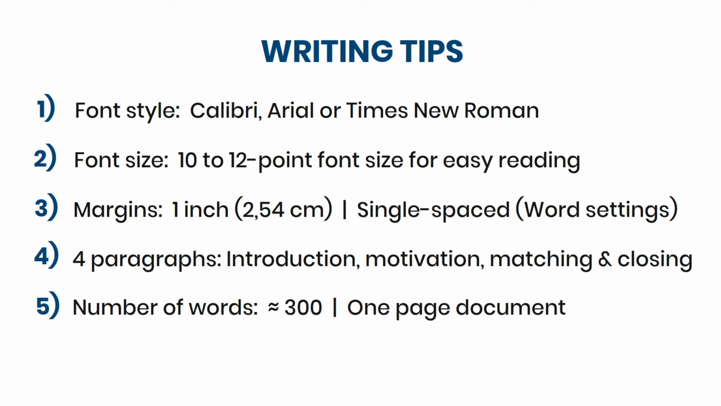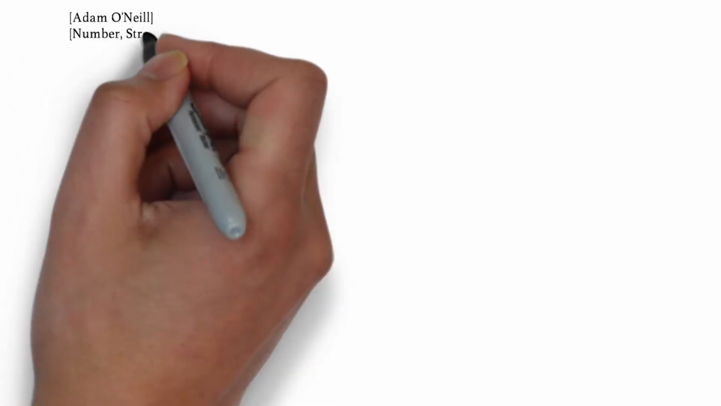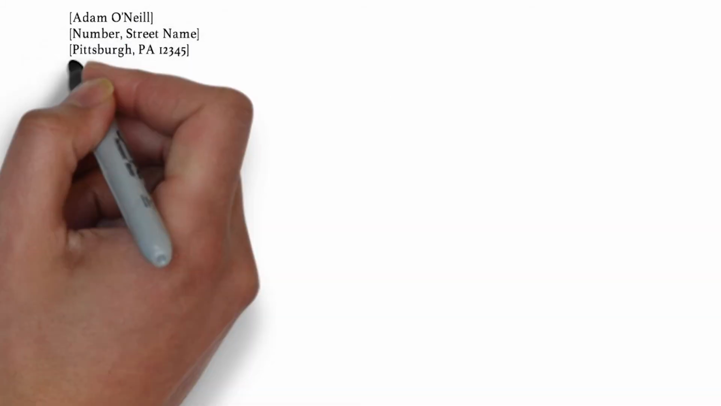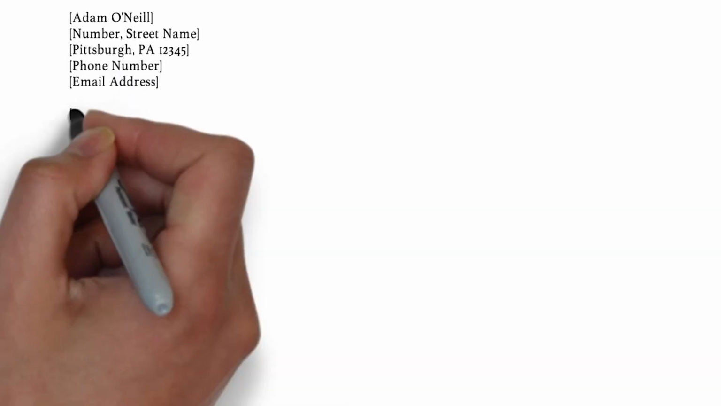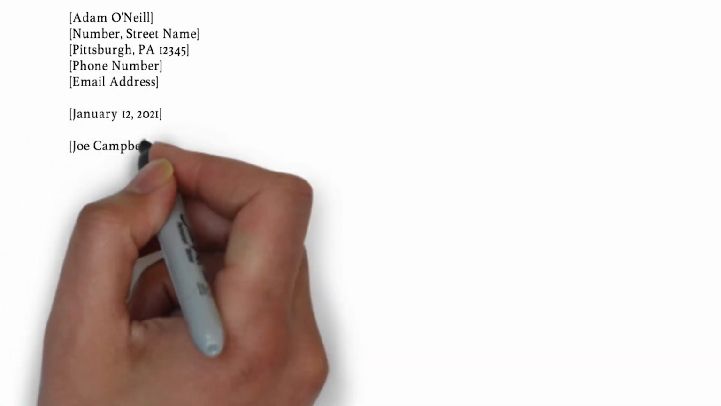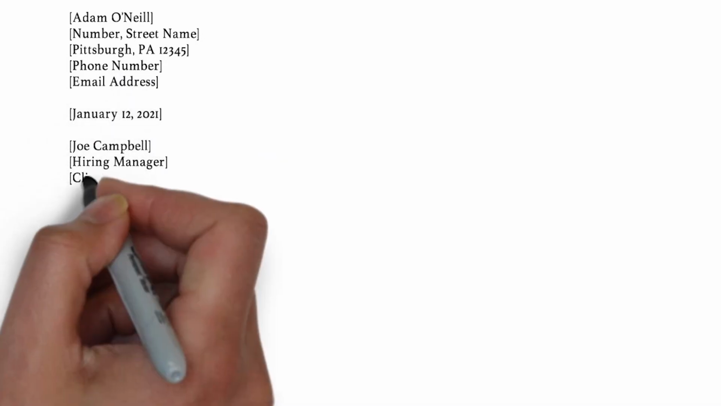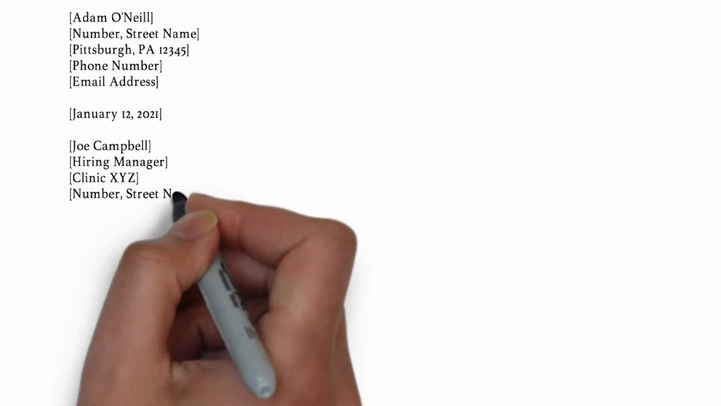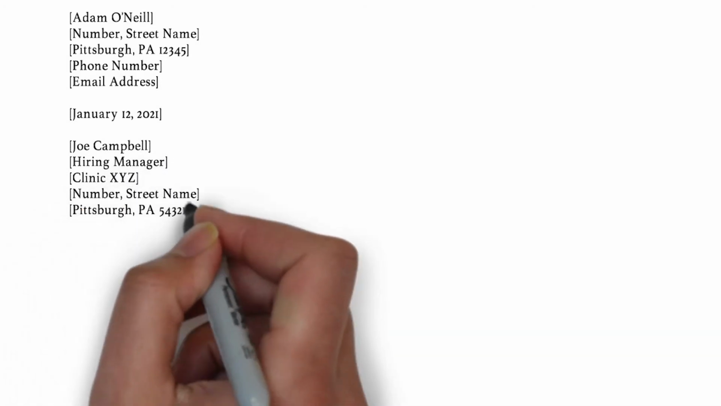Next up, I want to start writing the example letter. First, you need to list your contact information on the left side. In between 2 white spaces underneath, we put the date and then the hiring manager's name and job title, followed by the clinic's information.